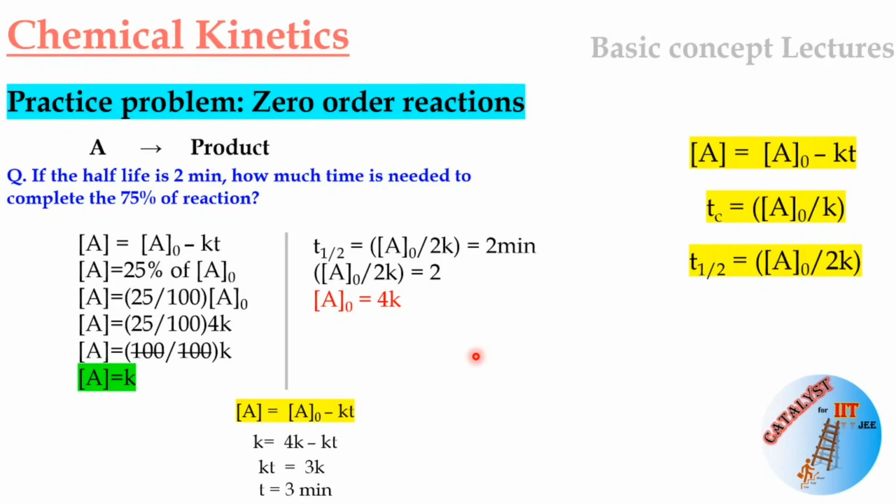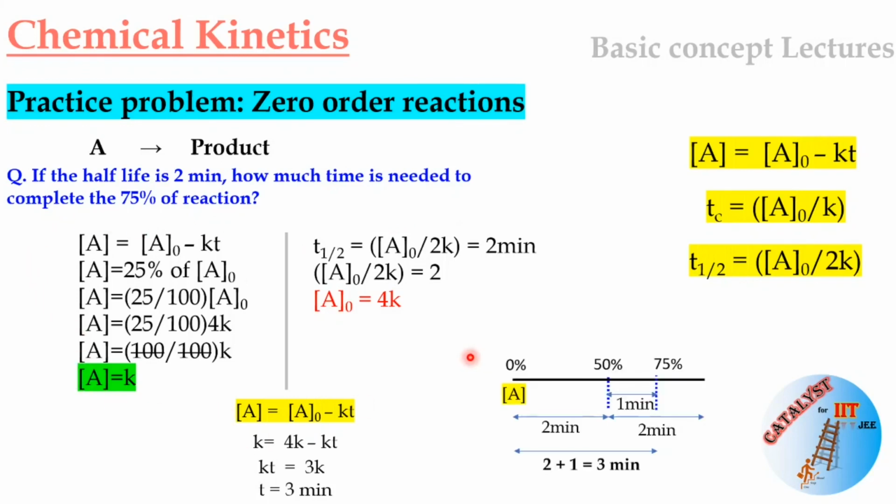But for an MCQ problem, for competitive exams, do you need to do all these solving problems? No, you need to apply your brain. Now this is the A concentration axis, where this is the reaction completion. Okay, so initially the reaction has not started, that is why it is 0%, and 50% means your 50% reaction is done, and 75% means your 75% reaction is done. So the half-life is given 2 minutes. So that means to complete the 50% of the reaction, you need 2 minutes.